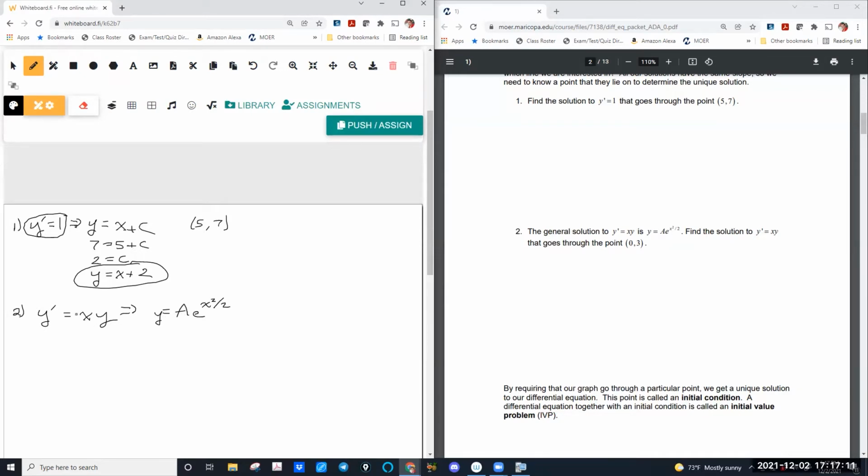What we do is we're going to do it via substitution. So we know y. Well, we can also find y prime, which is just the derivative of y, which is a e to the x squared over 2 times the derivative of the exponent, which would be 2x over 2. Cancel those. And maybe we clean this up a little bit: a times x e to the x squared over 2. That is our y prime.